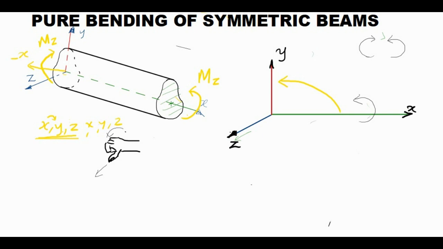In the case of the xz plane, for example, if it is from z to x, that will be in positive y direction, otherwise if it is from x to z, that will be in negative y direction. So okay, now we will consider the bending of this beam.